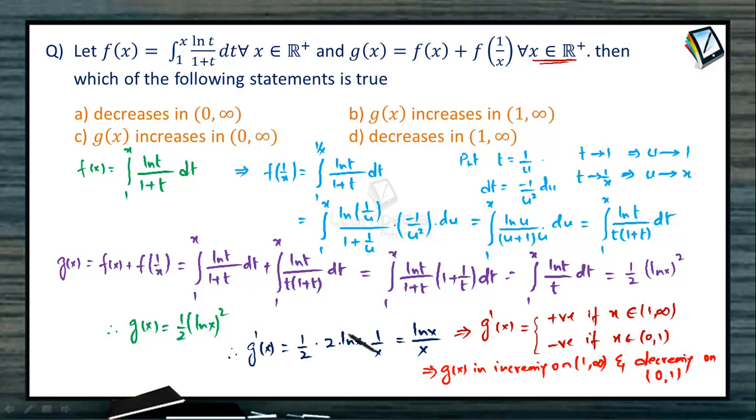Let us observe which of the options are satisfying the character of g of x. G of x is decreasing from 0 to 1, so option A is false. G of x decreases on 1 to infinity, so option D is also false. G of x is increasing on 0 to infinity, but actually what we got is 1 to infinity, so C is also false. So the only true statement is that g of x increases in 1 to infinity, right?